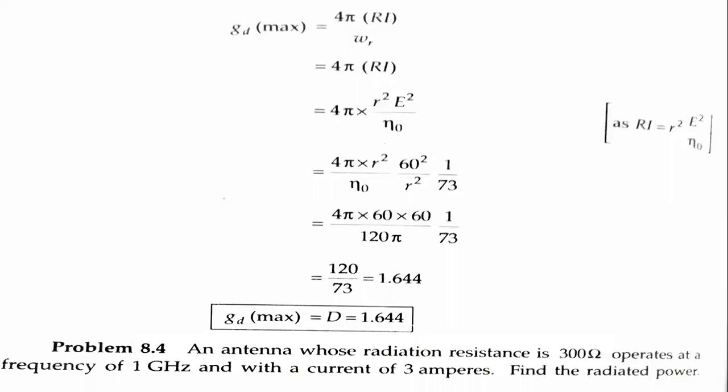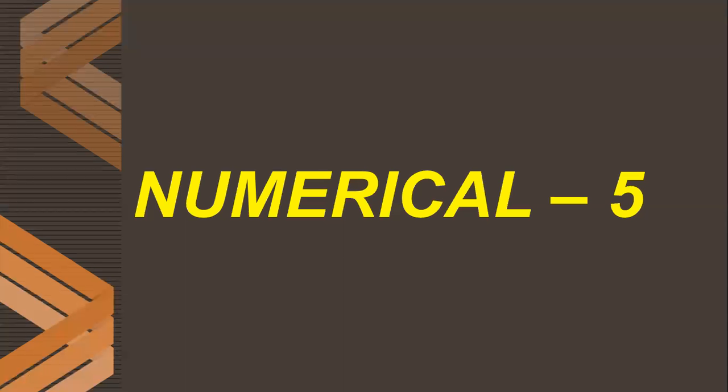So the next numerical is mentioned here at the bottom. An antenna whose radiated resistance is 300 ohm operates at a frequency of 1 gigahertz with a current of 3 ampere. Find the radiated power. See here, the radiated power is denoted by omega R, the antenna resistance is 300 ohm, the frequency is 1 gigahertz, the current is given as 3 ampere, and we need to find the radiated power.